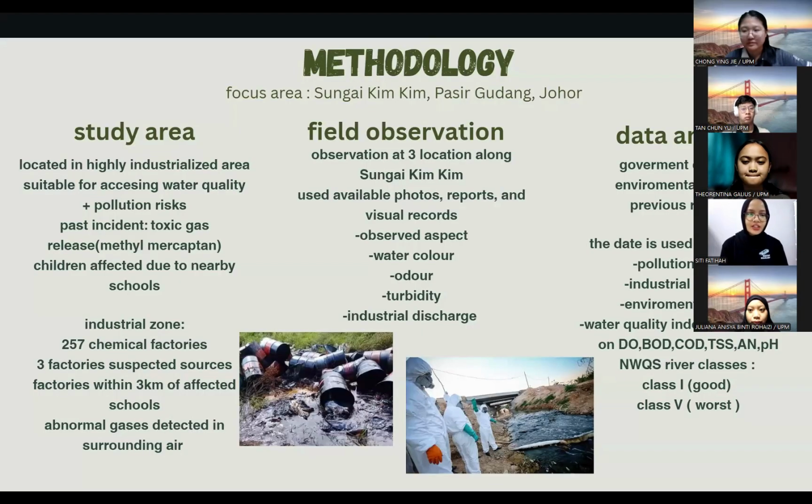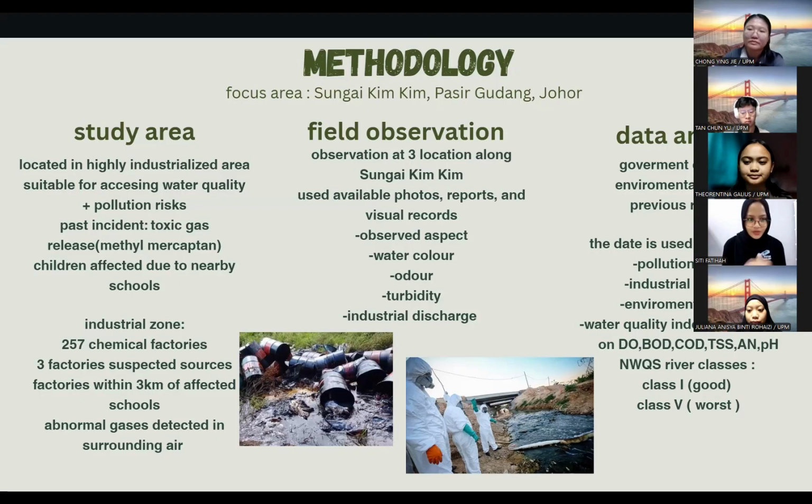Okay, so here is the overall methodology used in this research. We focus on Sungai Kim Kim and our study involved 3 main methods: understanding the study area, doing field observation, and analyzing secondary data. This method helps us get a complete picture of the pollution issues. The first method is the study area. This study takes place in Sungai Kim Kim, which is located in a very industrial area because there are many factories, and the area is suitable for studying water contamination and environmental risk.